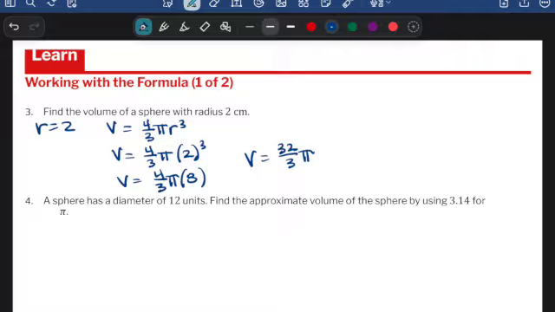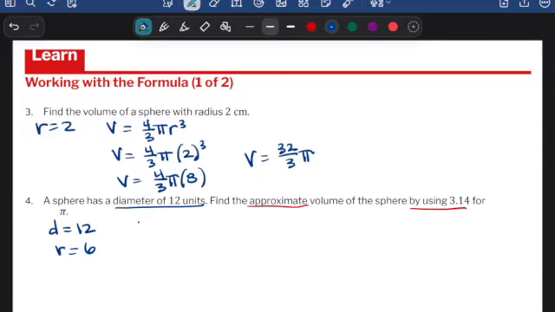Okay, let's look at number 4. A sphere has a diameter of 12 units. So now they're giving us the diameter. We know the diameter is 12. Can we figure out the radius? Well, yes, we know the radius is just half of the diameter. We're going to find the approximate volume by multiplying by 3.14. So we will multiply by pi and give an approximate answer for this question.